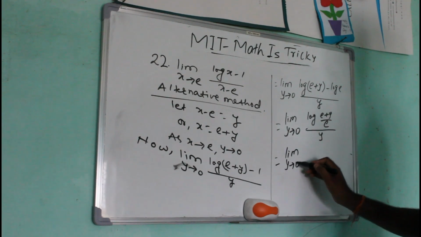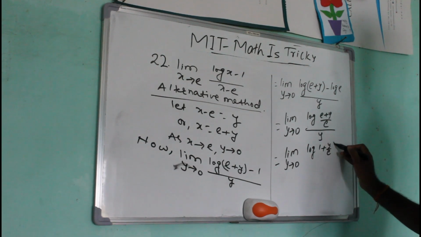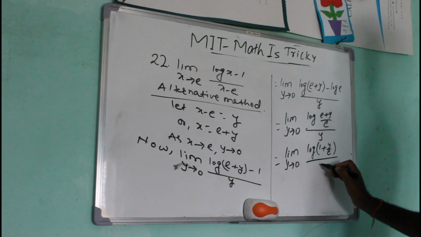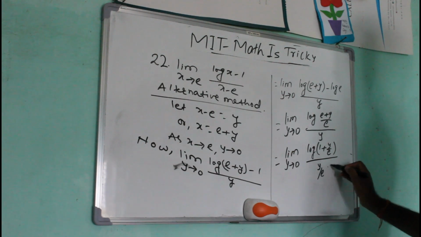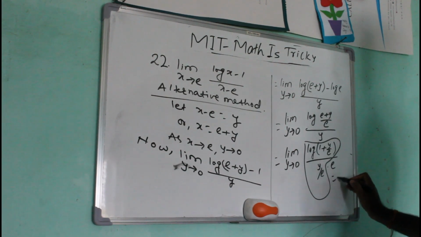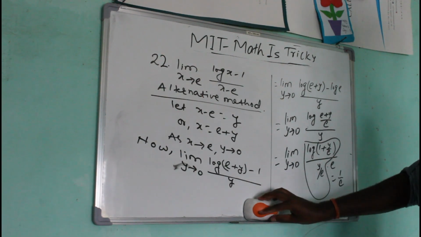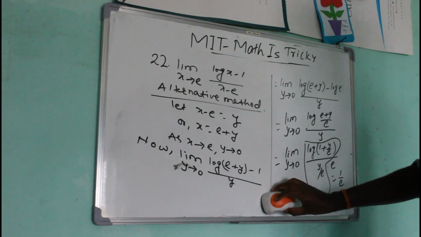So now simplify further to get the answer. Limit y tends to 0. Now log(1 plus y by e), so y by e into e. This is going to give 1. So the answer will be 1 by e. You can see here the same answer we have got by another method also. This is the second method.